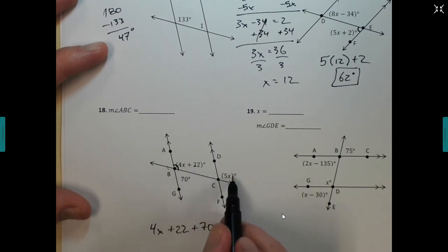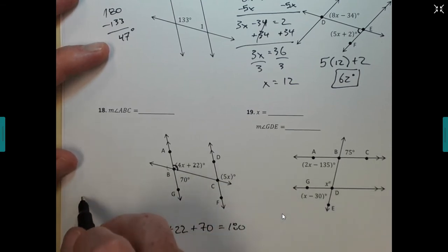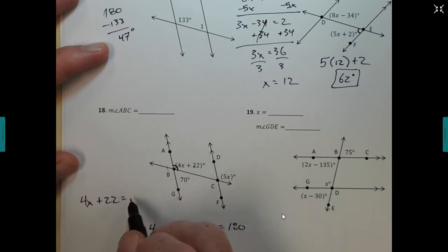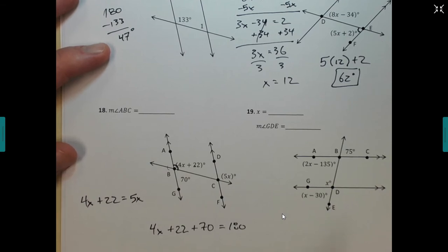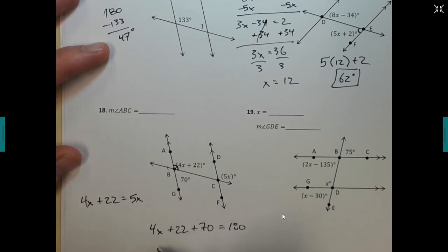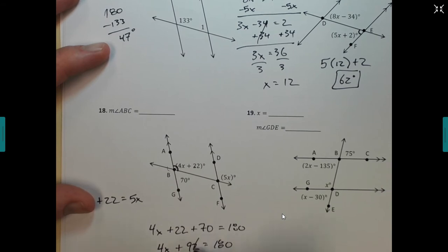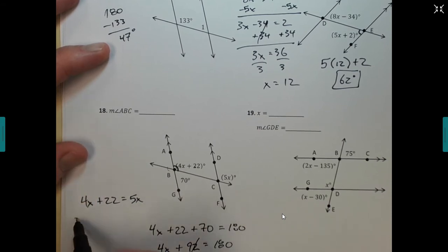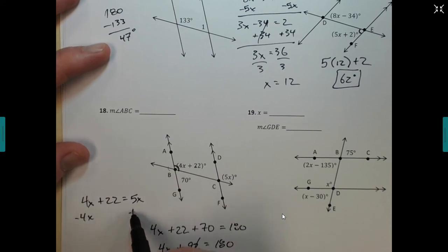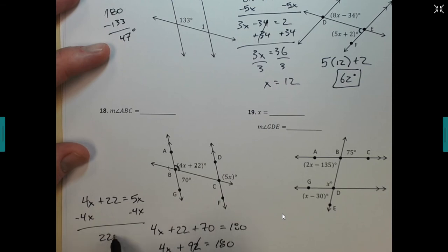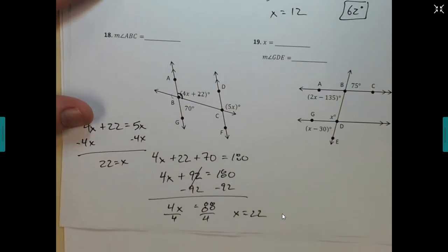I could have done my corresponding angles here. That would have actually been easier. 4x plus 22 would have to equal 5x. So let's just, hopefully this works out the same. 4x plus 92 equals 180. Minus 92, that's 4x equals 88, divided by 4. X is 22. Over here, if I would have taken 4x from both sides, I would have been down to 22. Sorry, I didn't show you that.